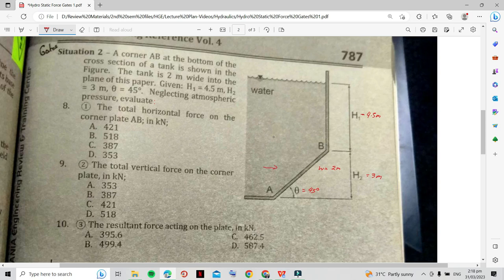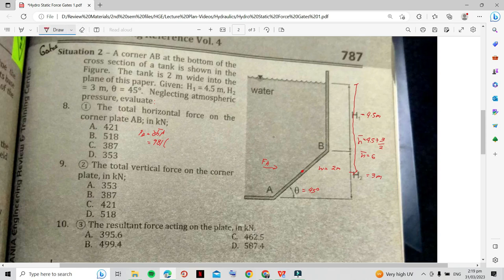This is the horizontal force FH. This will act on the center of gravity of the plane theoretically. The formula for horizontal force is gamma h bar A. We have water, 9.81, and then h bar is from the top of the surface up until the middle point of the plane. So h bar is equal to 4.5 plus 3 over 2, or 1.5. So h bar is equal to 6.